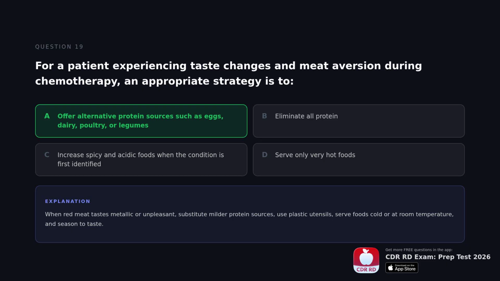The correct answer is offer alternative protein sources such as eggs, dairy, poultry, or legumes. When red meat tastes metallic or unpleasant, substitute milder protein sources, use plastic utensils, serve foods cold or at room temperature, and season to taste.